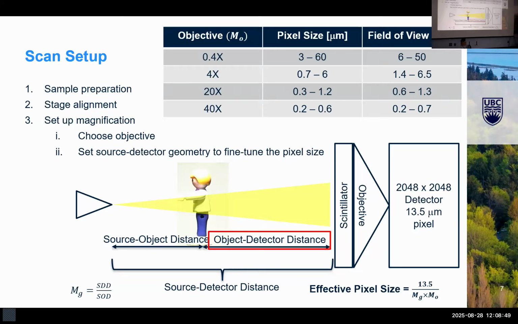But in reality, what we most often do is just position the sample as close to the source as possible, and then just tweak the object detector distance, because by moving the sample closest, you expose it to the greatest amount of flux, which typically leads to a nicer image in the end.